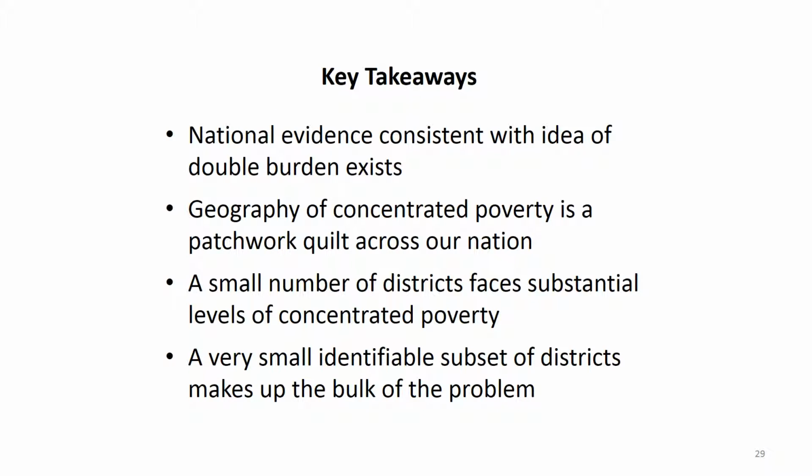Now, to summarize our key takeaways from our original analyses, first, we found national evidence that is consistent with the idea that a double burden exists with respect to concentrated poverty. Second, we saw that concentrated poverty's geography is really a patchwork quilt across our nation. Third, we saw that there are a small number of districts that face substantial levels of concentrated poverty, and a very small and identifiable subset of districts that are making up the bulk of the problem. So let's keep these things in mind as we turn things over to Maxine to talk about potential solutions.